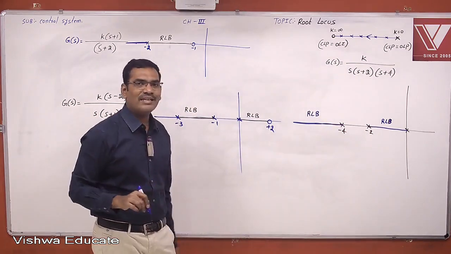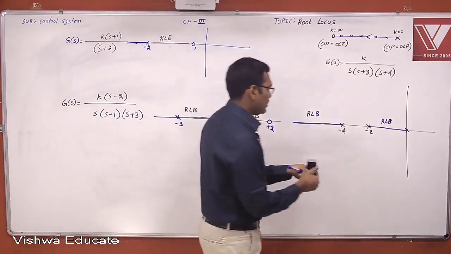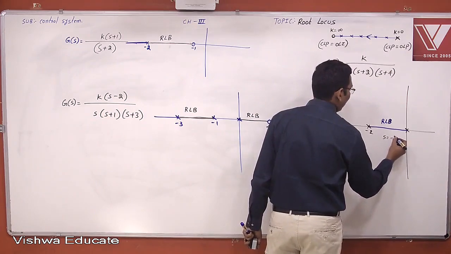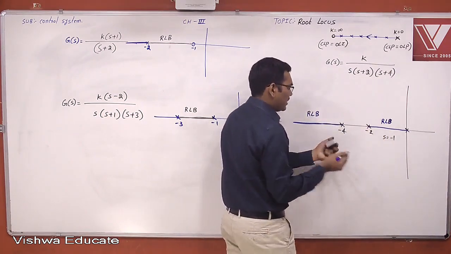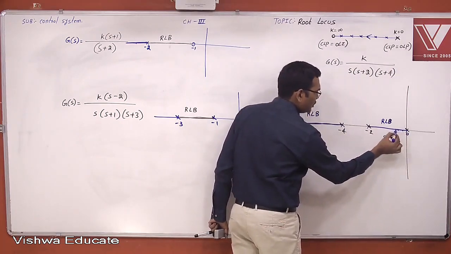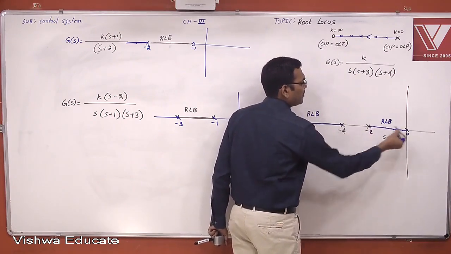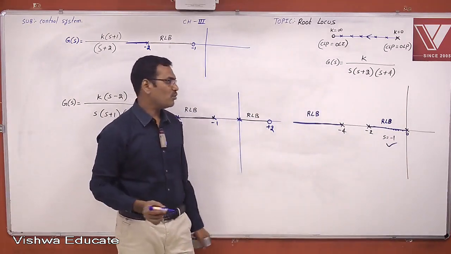Now what is the question he is asking? He is asking whether two points lie on the root locus branches or not. First point, s equal to -1. Does s equal to -1 lie on the root locus branch or not? Where is the root locus branch? The movement of the closed loop poles exists between 0 and -2. So is -1 in between this particular path or not? Therefore, s equal to -1 lies on the root locus branch.